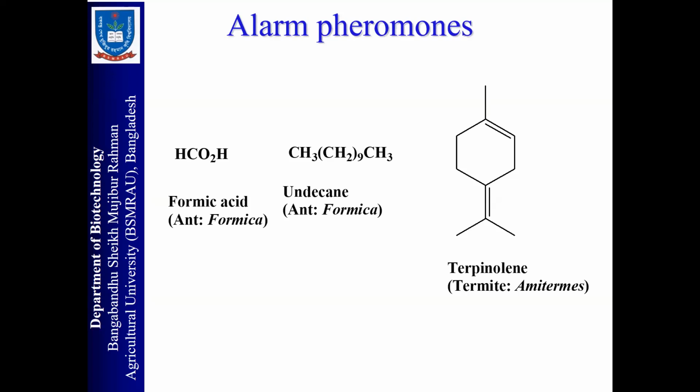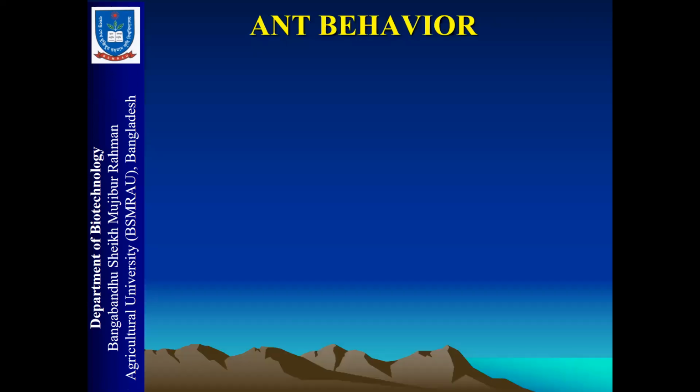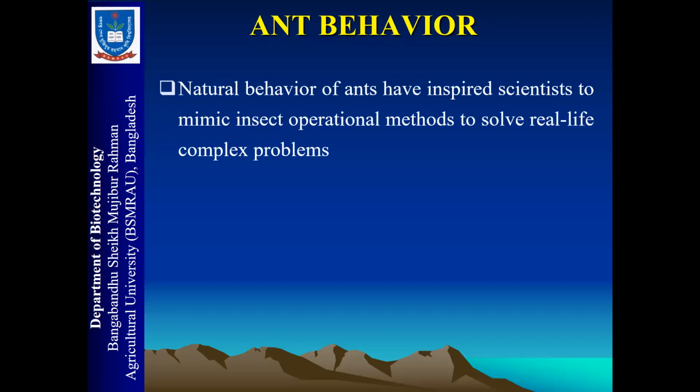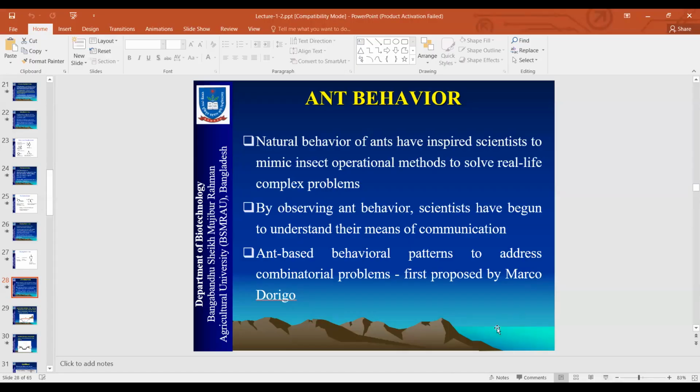Alarm pheromone from the ant is undecane, the second structure you can see. And if you touch a termite, it can bite you and release terpenoids and sometimes milky substances. So these are the examples of alarm pheromones, and we shall discuss later the behavior of ants, how ants behave in a very funny way and in a mathematical way. Scientists thought that very complex real life problems could be resolved by studying ant behavior. And they use trail pheromones and other semiochemicals for communicating to the members.